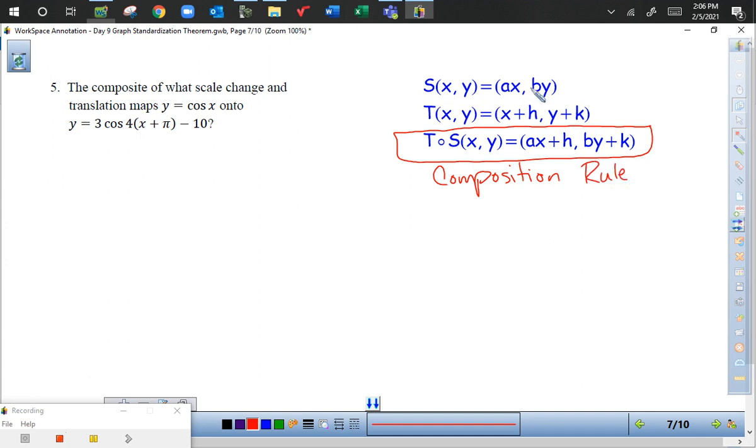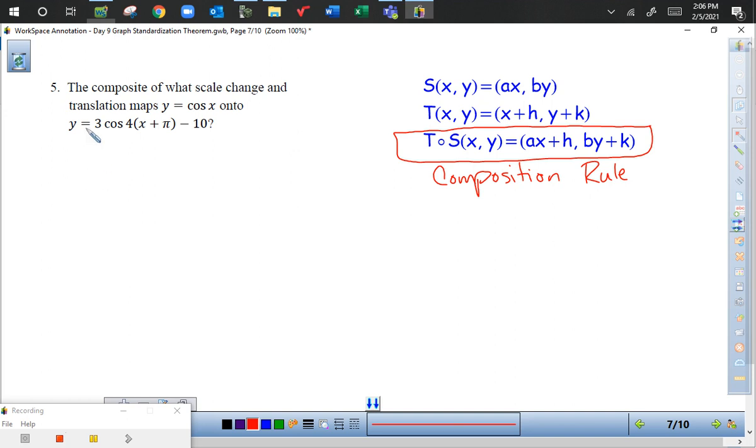Because we've seen the scale change and the translations, but again, they happen at the same time a lot. So we want a rule that puts those things together. When you see T following S, okay, the scale change goes first. Order of operations, we know we're going to multiply before we add. Okay, so if we're given an equation, if we know the A, the H, the B, and the K, we can plug that in to come up with a rule that will allow us to plug in some points.